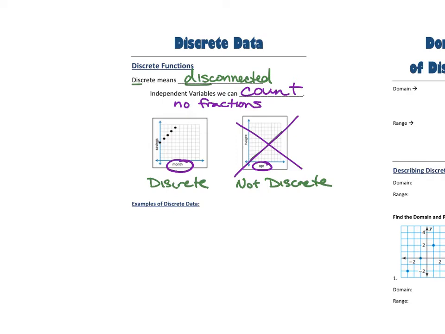Let's talk about some examples of discrete data. So just like counting months, we may also have ticket sales. If we're talking about the number of tickets I've sold to something, I can't sell half a ticket. That doesn't make any sense. Speaking of things you can't take half of, you can't take half of people. If I'm counting the number of adults or children at an event, I can't count half a child. That's weird. Or cats. I can count cats. Can't count half a cat because that's not a thing.